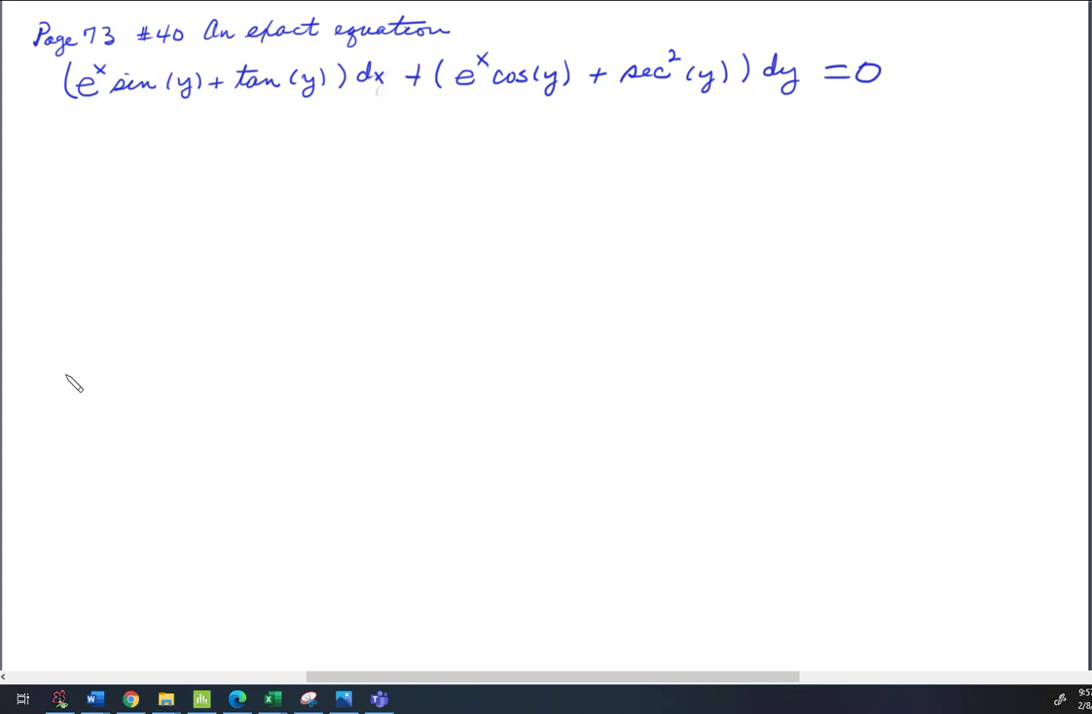Hello, and welcome to an example of solving a differential equation. I wanted to do another exact equation for you, so I've gone to our textbook, page 73, and I picked problem 40. And I've written the problem down already, and well, it's a long one, isn't it? But it's not really difficult, but it involves a lot of the trig functions, and so we may have to think a minute or two about how to differentiate and integrate the trig functions.